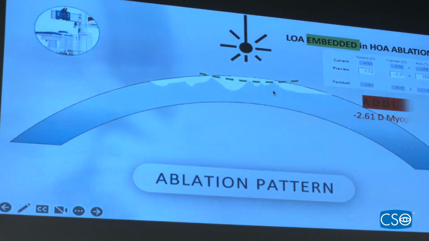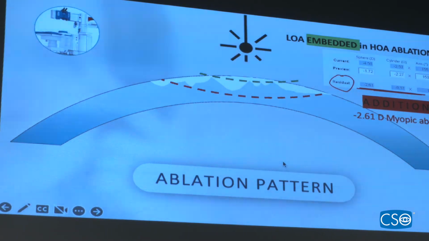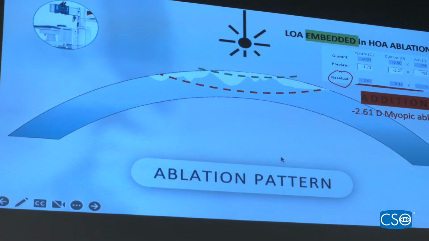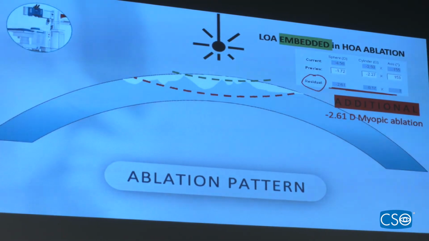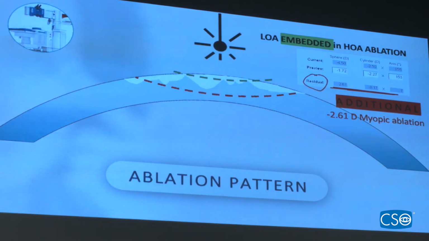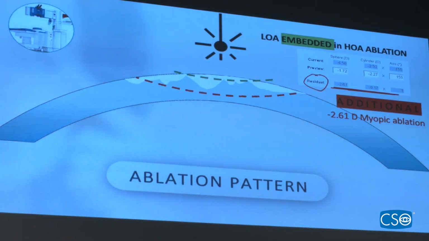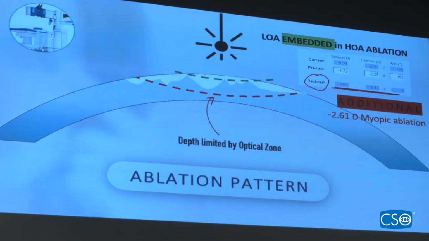However, if I decide to be a bit more greedy and say, well, I want to treat the extra sphere, for instance, I want to go ahead and treat minus 2.61 and not minus 1.72. Now, if I enlarge my optical zone, it's going to get much deeper because now these are just added. It's not embedded into my higher order aberration treatment. It's added, and now it's going to go deeper, just like a lenticule. If I tell the laser go 8, it's going to go deeper all the way down in the middle. And that's depth-dependent optical zone enlargement.